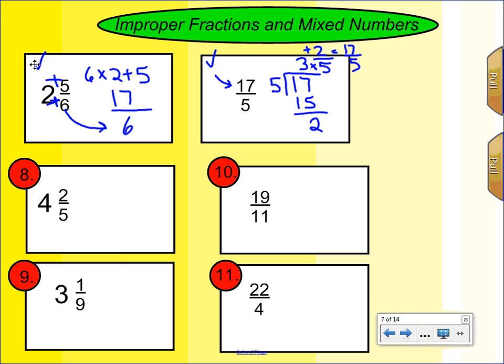Okay, welcome back. When I do my problem here, 4 times 5 is 20, plus 2 is 22/5. In number 9, 3 times 9 is 27, plus 1 gives me 28/9.